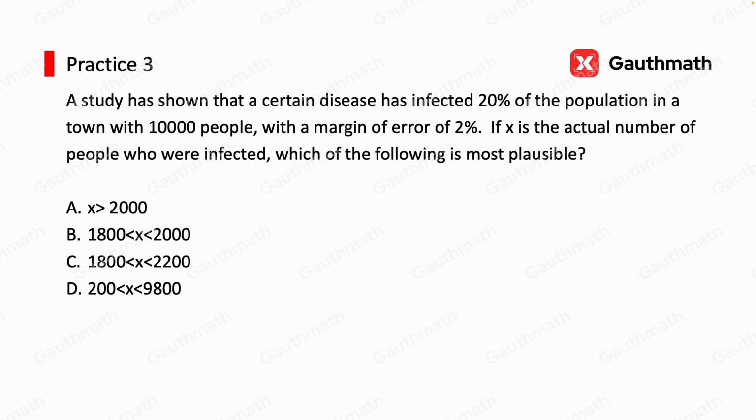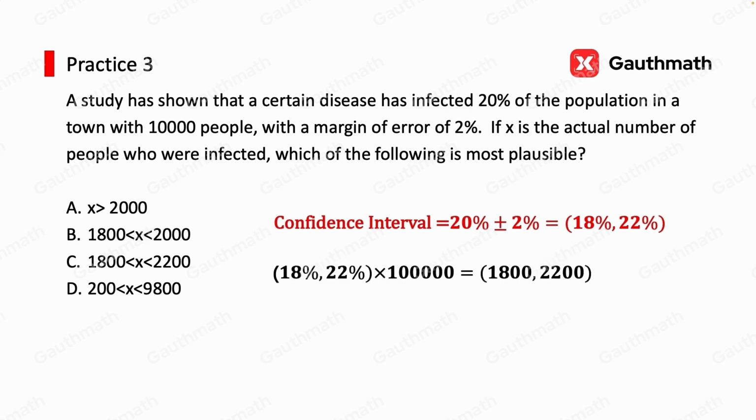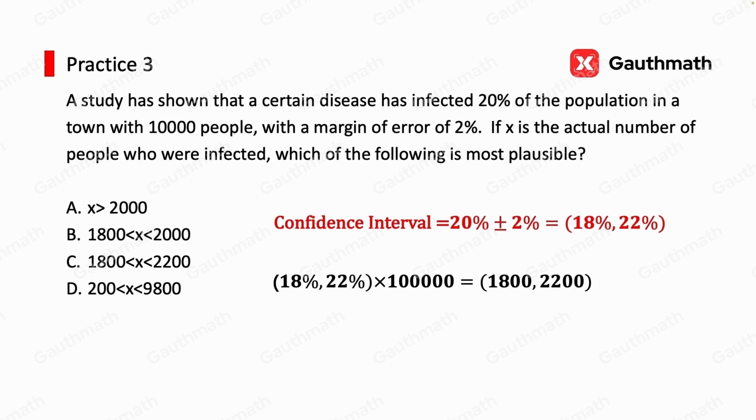Firstly, we can just calculate the interval for the percentage of infection, which is 18% to 22%. And to find out the actual number of people who were infected, we can just multiply the percentage by the total population in the town. And finally, we arrive at the answer 1800 to 2200. And the correct answer is C.